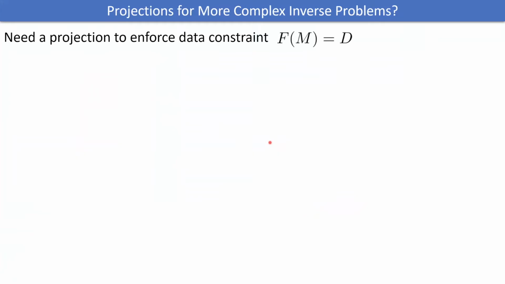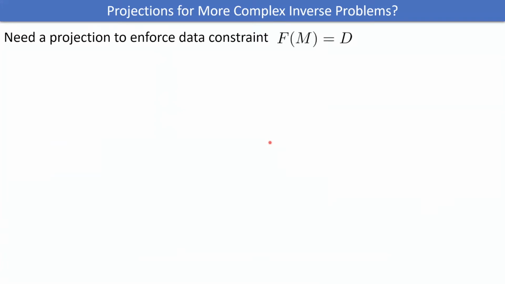So now what I want to talk about is how we extend these iterative phasing schemes to more complex inverse problems. The way we solved the phase problem is we had a nice projection to deal with the magnitude constraint, the magnitude projection. In that case, you could compute it as a simple renormalization in Fourier space, so it's easy to compute.